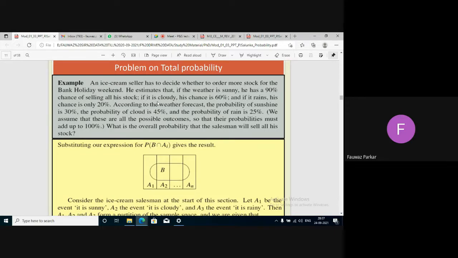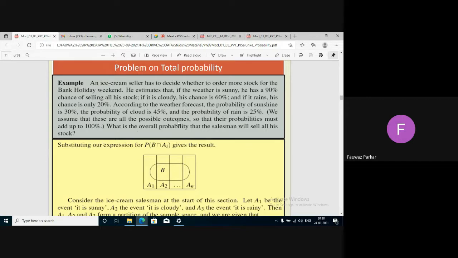So according to the weather forecast, the probability of sunshine is 30%, the probability of cloud is 45%, and the probability of rain is 25%. What you need to ensure is that this adds up to 100. There can be only three cases: it will be sunny, cloudy, or rainy. We assume these are all the possible outcomes, so the probabilities must add up to 100.